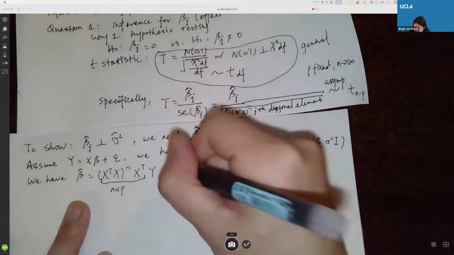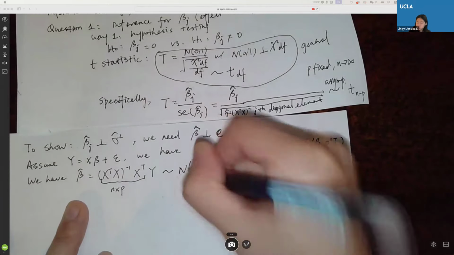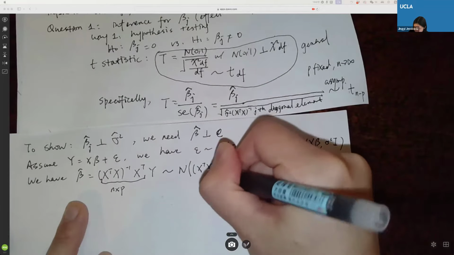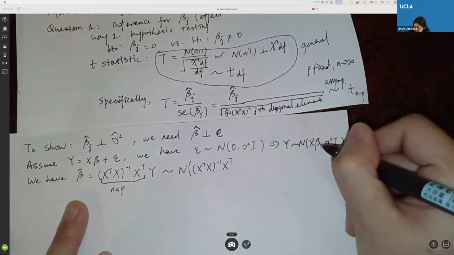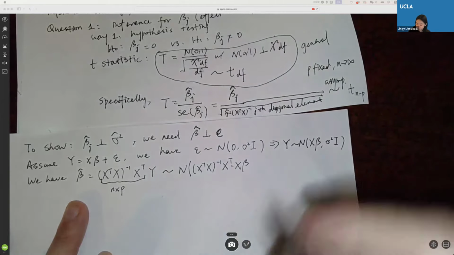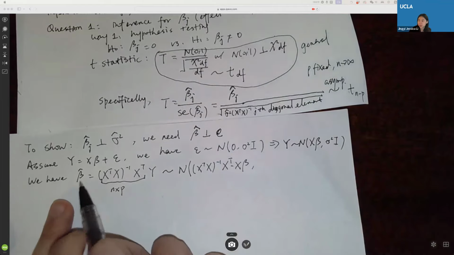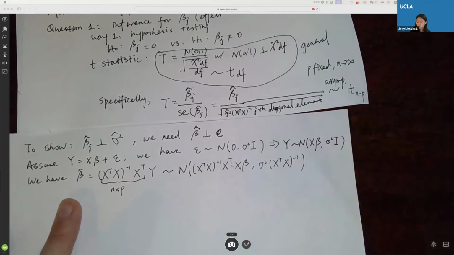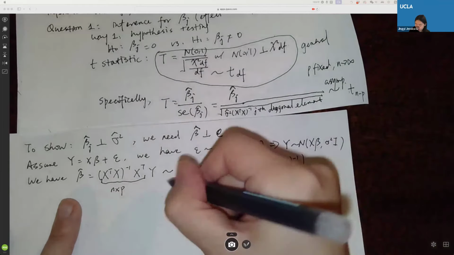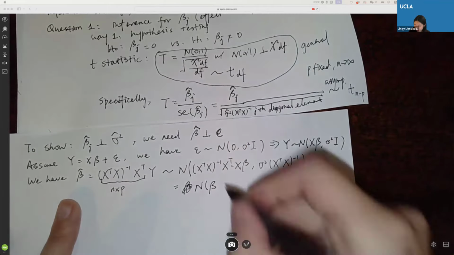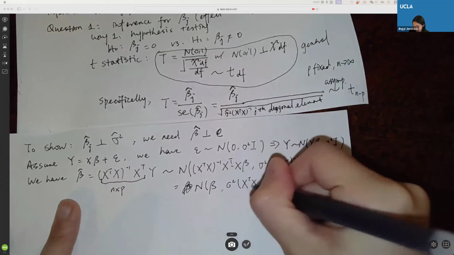Essentially, we can show that this will follow a normal distribution with mean X transpose X inverse X transpose times X beta, and the covariance matrix would be sigma square X transpose X inverse. In other words, we already saw this result: this is a normal distribution with mean beta and covariance sigma square X transpose X inverse.